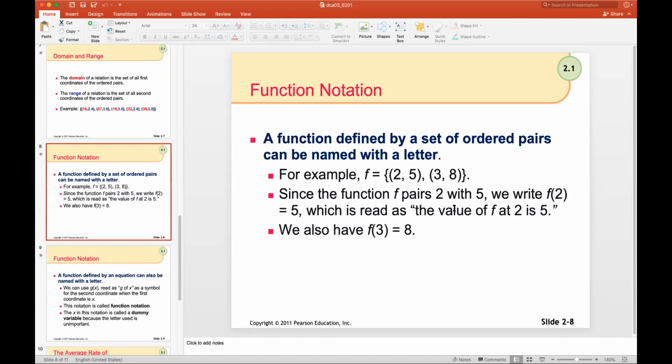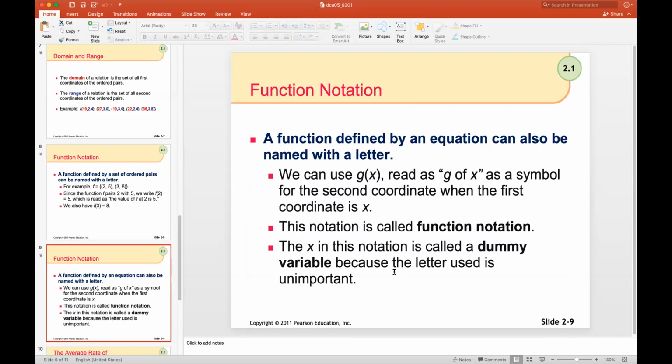Now for the function we use the letter f, and then we see f of 2. Once we define f as the set of ordered pairs (2, 5), (3, 8), then f of 2 doesn't mean f times 2. f of 2 means the y value, or second coordinate, corresponding to the x value 2. Now we can use g of x, f of x, or h of x. Any letter can be used to represent a function.